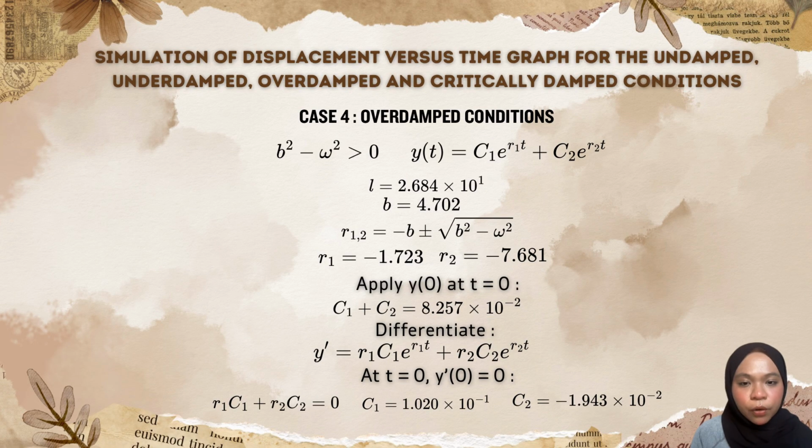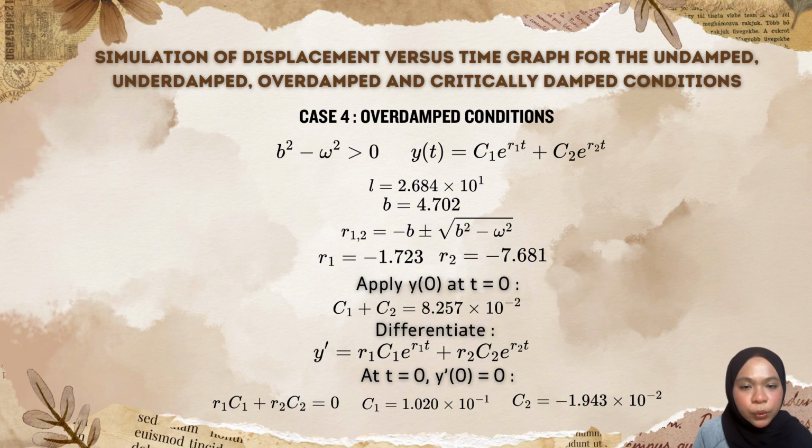Lastly, for case 4, overdamp condition, the general solution for overdamp is y equal to C1 e to the power of R1 t plus C2 e to the power of R2 t. Then L equal to 2.684 multiplied by 10 to the power of 1 and b equal to 4.702. Since we have two distinct real roots, R1 equal to negative 1.723 and R2 equal to negative 7.681.